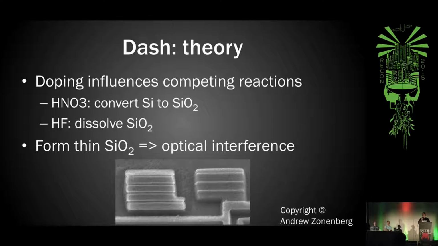And if we use both of those at the same time, we get a competing reaction where some of the chemistry is creating silicon dioxide and some of the chemistry is taking it away. And it turns out that if you have thin layers of an optically transparent material, such as silicon dioxide, you actually get thin film interference, just like soap bubbles. You see the rainbowy colors? We're talking about the same sort of effect here.